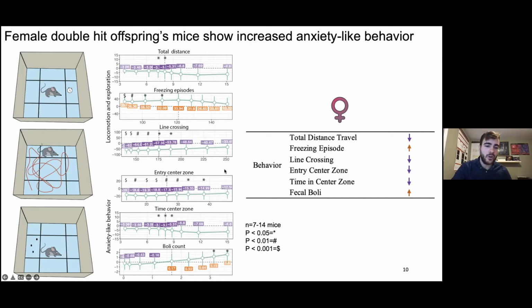We also saw a decrease in entries to the center zone, because anxious mice tend to stay on the edge of the box more than in the middle, and they also spend less time in the middle of the box. We also measured an increase in fecal boli in the female mice.